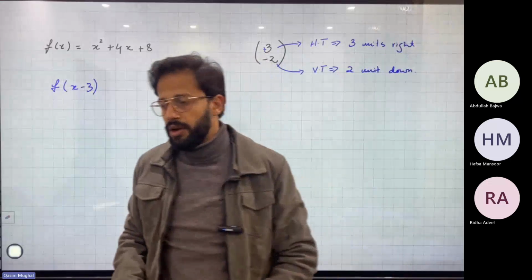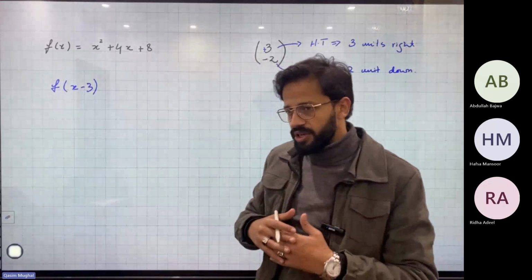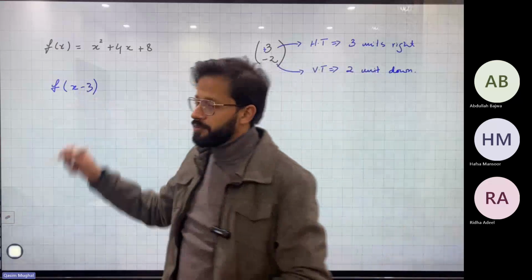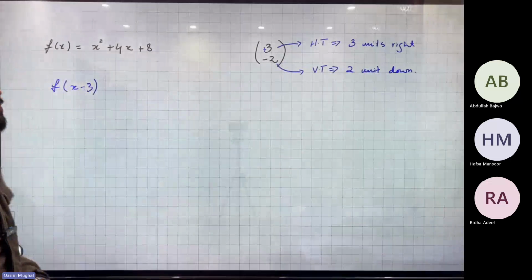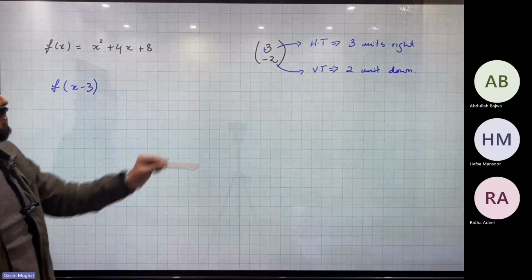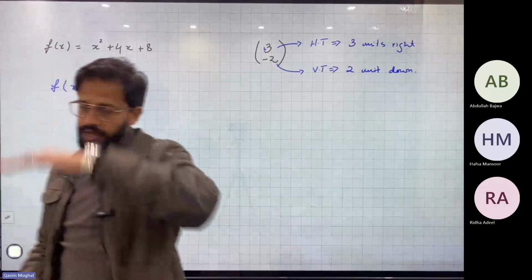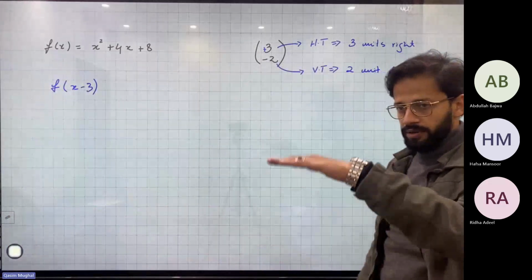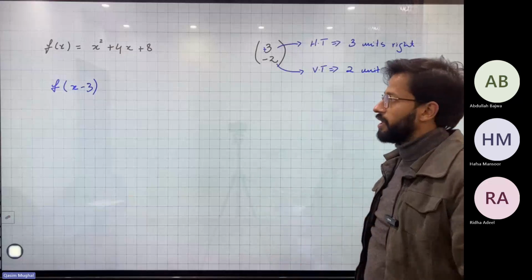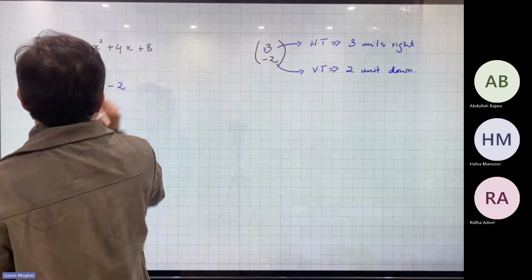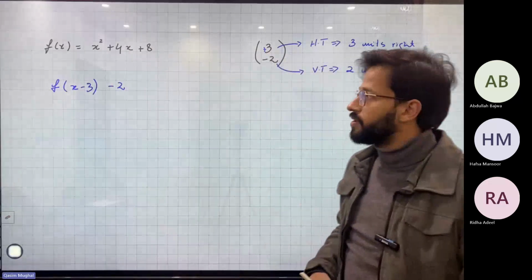Horizontally move करना है means you need to bring changes in x. So that is opposite behavior होगा function के साथ, तो then minus 3 लिखेंगे. Then minus 2 vertical shift लेके जाना है उसको, vertically move कर रहे हैं along the y axis. फिर क्या करना है? Minus 2. So this is what happens to the function.